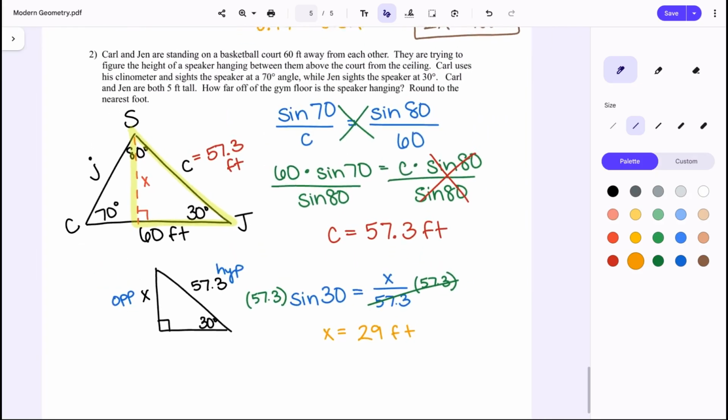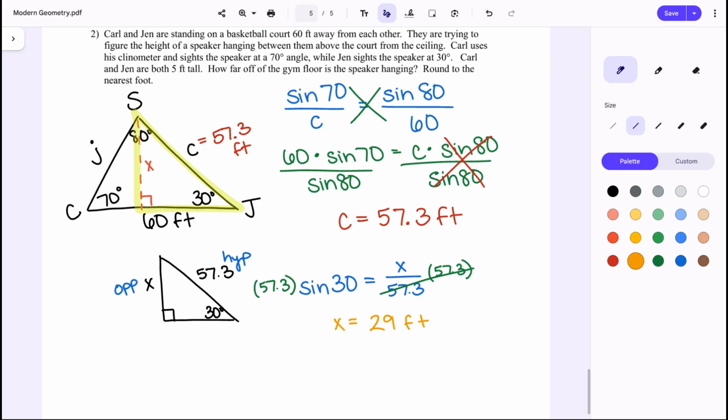Are we finished, or is there anything else that we need to take into consideration here? Their height. How tall did the problem say they were? 5 feet. So remember when we did this in the gym, when you guys were standing and you were measuring your angle, we talked about how you have to add your height in unless you were lying on the floor. Neither of them are said to be lying on the floor doing this. They're both standing, it says, so we have to add the 5 to it. So how tall is that speaker? 34 feet.